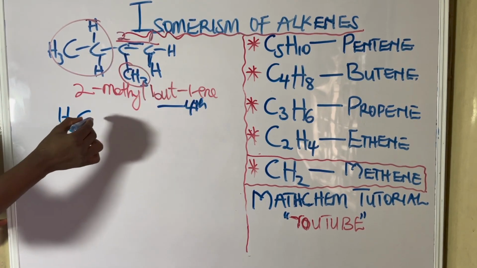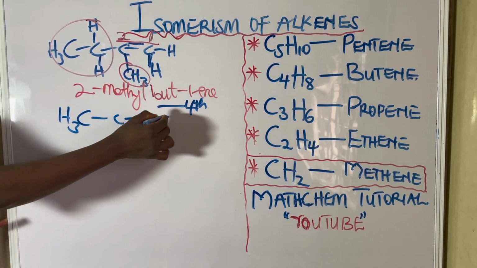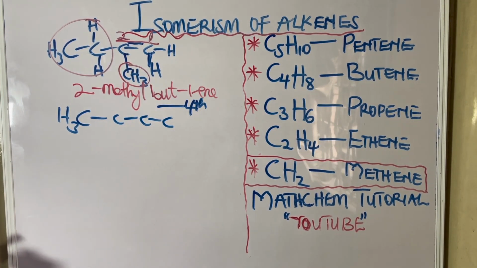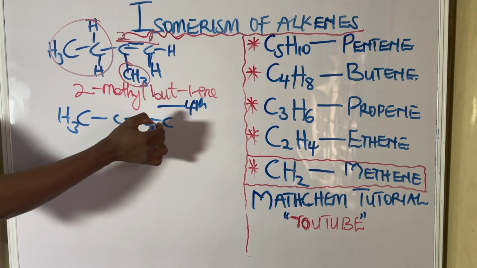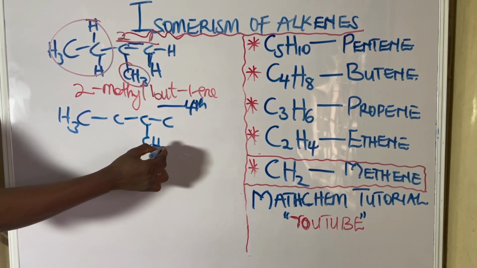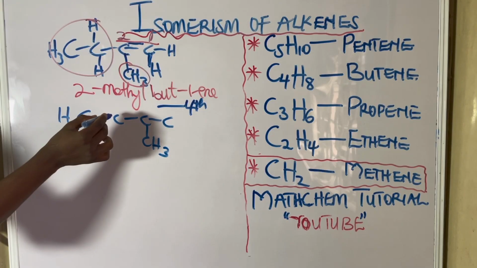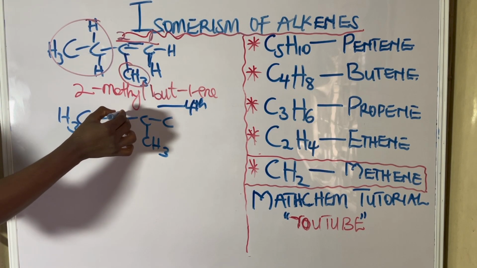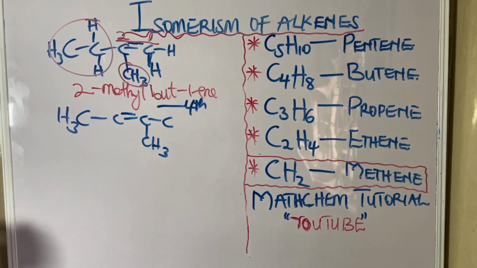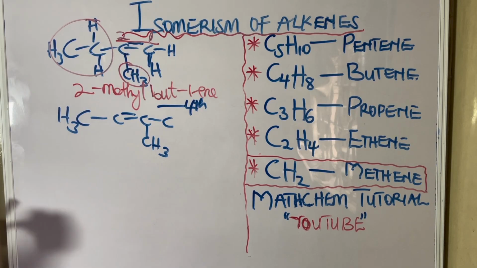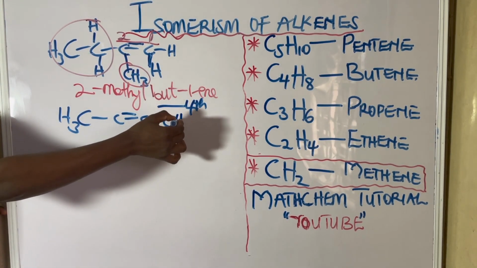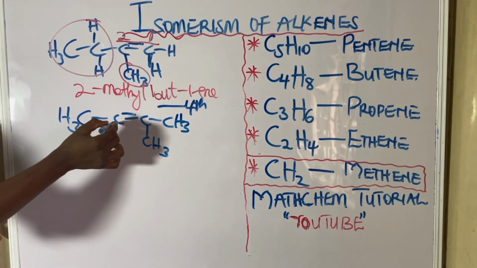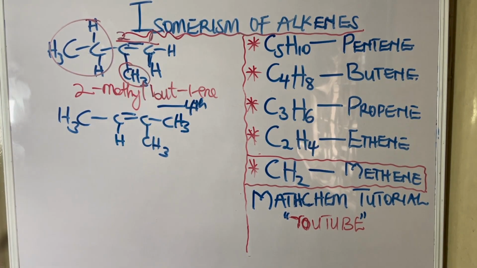CH3. I have one carbon left, right? So if I put the CH3 here, and I put my double bond at this place like this, all right? Then if I fill in my H3 here, I'm going to have one hydrogen here. I think it's still balanced.